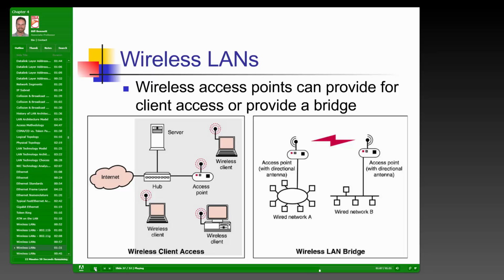In the right-hand graphic, we're looking at utilizing the access points as a bridge. So we've got 2 different hardwired networks, wired network A and wired network B, and then the wireless access points, which you can see are attached to each of those LANs, are providing the connectivity between the 2 LANs, and so that's known as a wireless LAN bridge.